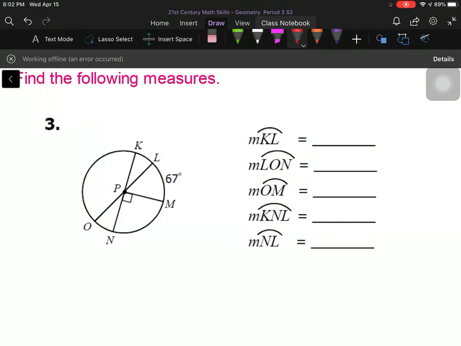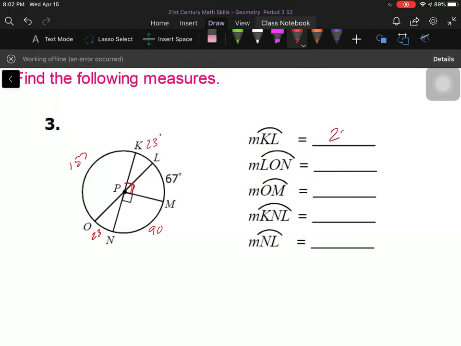I like when I see the 90s because then I know right away that that one's also 90. So I got 67, so then this is 23. I know this is 90. These are vertical, so this is 23. 180 minus 23, 157. Now I have all the pieces. Now I can just add, subtract, or do whatever.